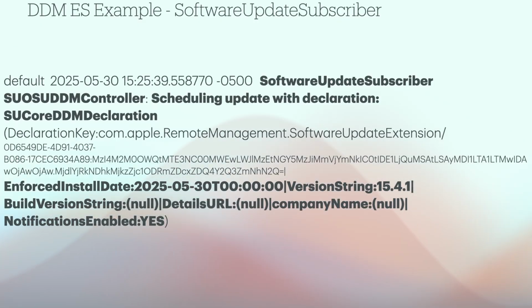Well, then we saw the update subscriber DDM controller getting a scheduled declaration. And it gets that, and there's some messaging that comes down with it. But what it boils down to is the enforcement date that I set of 5:30 or so, May 30th at midnight. And I want to do 15.4.1. It was already May 30th, which means it's past due, and I want to show notification.